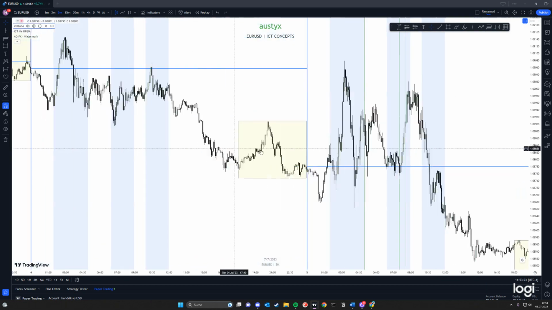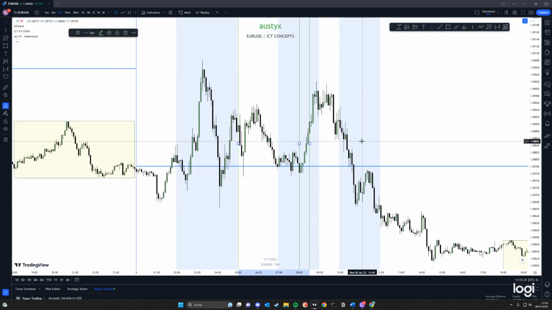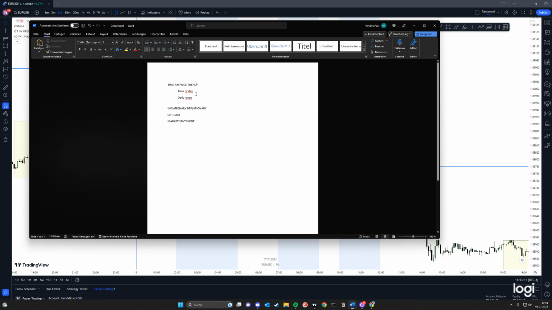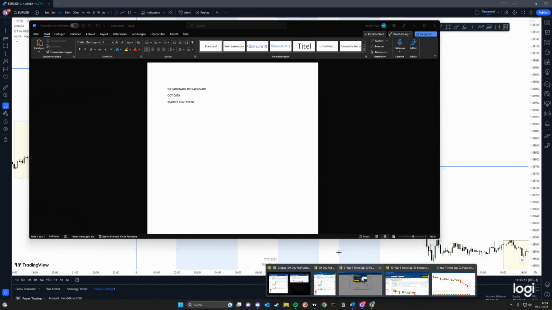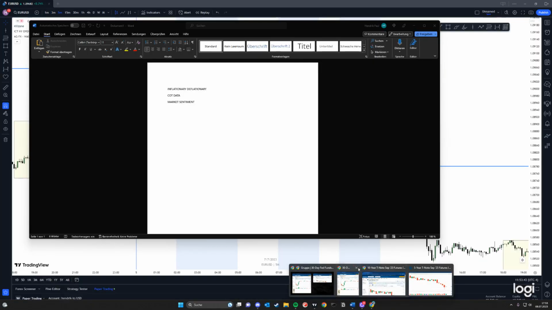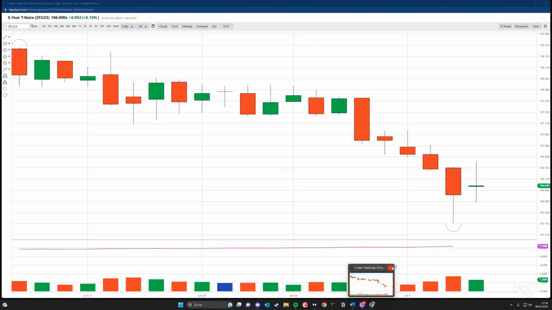There also are other daily structures which I haven't learned yet, so I don't implement those into my analysis. Inflationary, deflationary market, COT data, and market sentiment. So let's just get in the browser once again.